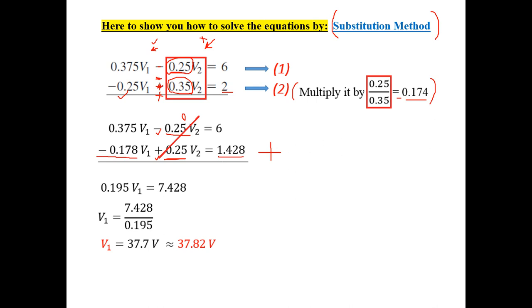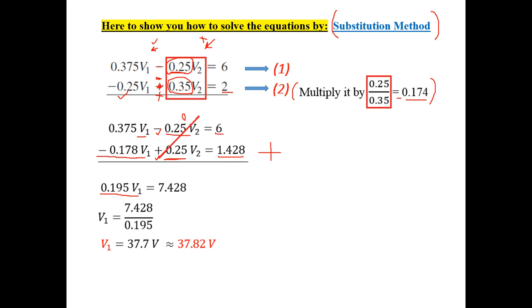If you have minus 0.25 and minus 0.25, it will be what? Minus 0.5, yes or not? Okay, done. So we cancelled V2, so remaining is what? The values of V1. So just add them. 0.375 minus 0.178, it will be 0.95 V1.